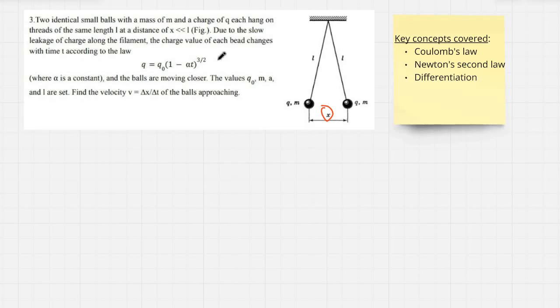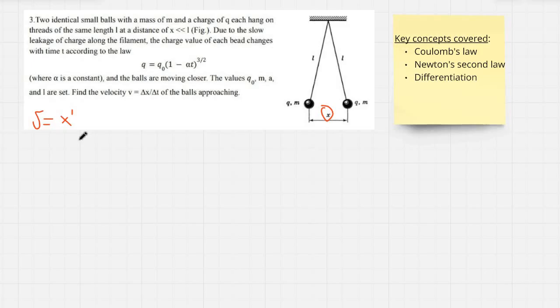As the charge decreases, the electrostatic repulsion weakens, and the spheres gradually move closer. And then we have to find the velocity. We find velocity by taking the derivative of our separation. But we don't know our small separation. We will find it by using Newton's second law and Coulomb's law.